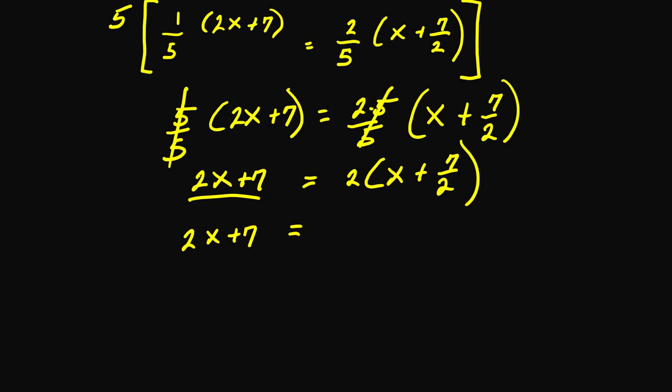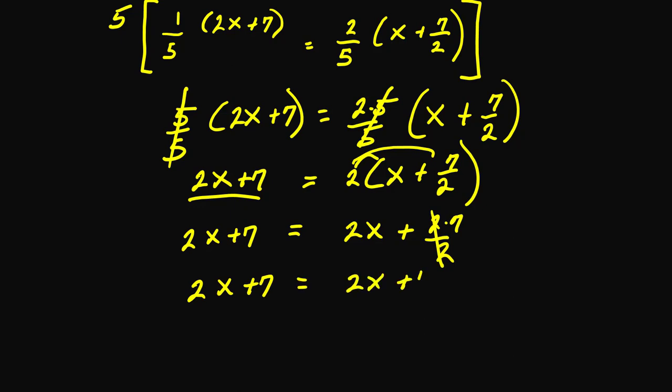We have parentheses here. I'm going to distribute this. That will give me 2x plus 2 times 7 over 2. Those 2's cancel out. That leaves me now with 2x plus 7 equals 2x plus 7. Recognize immediately that these coefficients are the same. So I'm not going to get a single solution.